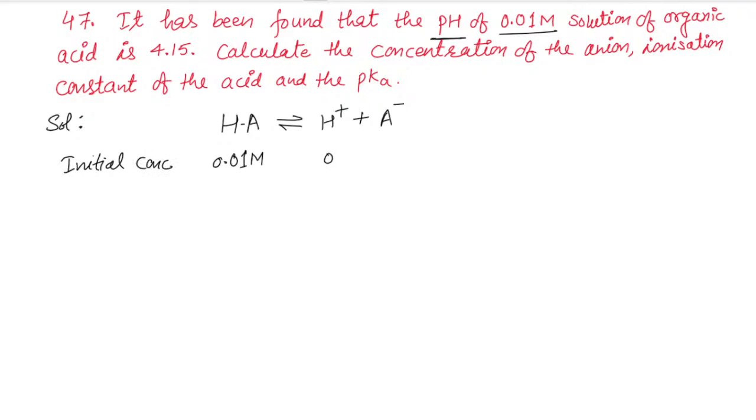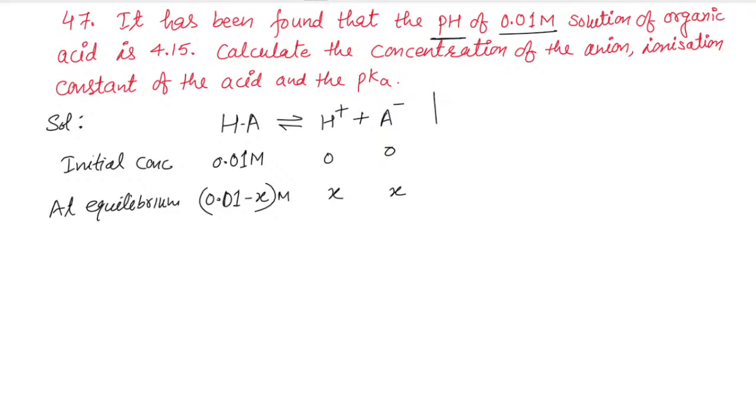There is no need to calculate degree of dissociation. So at equilibrium, let us say X moles undergo dissociation. So 0.01 minus X, and it becomes X and X. Right? X is 0.01 alpha, if alpha is taken as degree of dissociation.